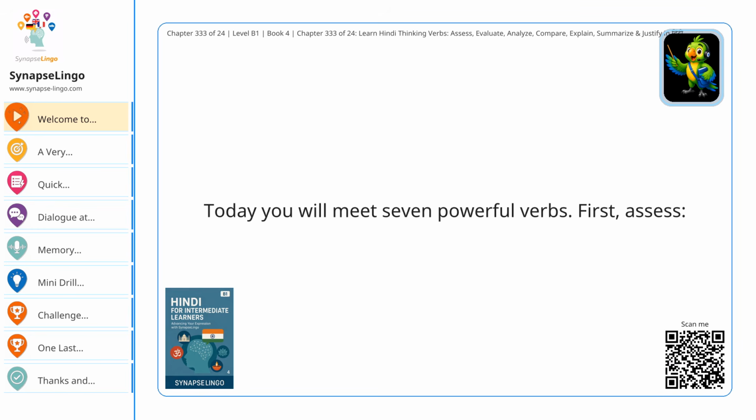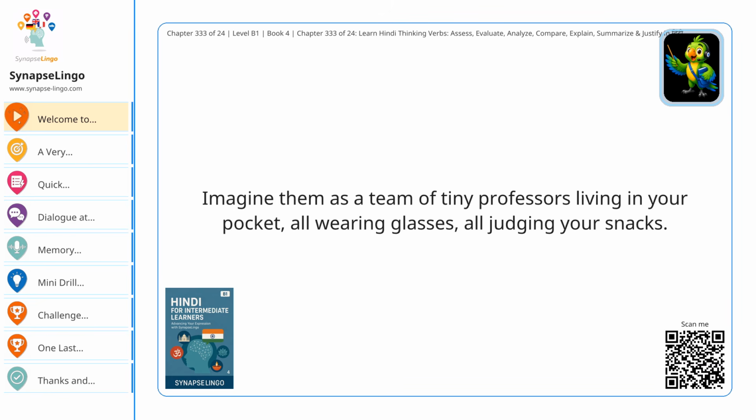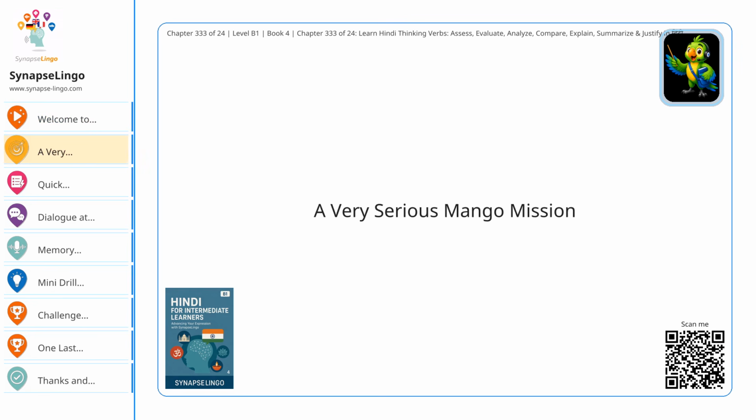First, assess. आकलन करना. Then evaluate. मूल्यांकन करना. Analyze. विश्लेषण करना. Compare. तुलना करना. Explain. समझाना. Summarize. संक्षेप करना. And justify. औचित्य सिद्ध करना. Imagine them as a team of tiny professors living in your pocket, all wearing glasses, all judging your snacks. A very serious mango mission.